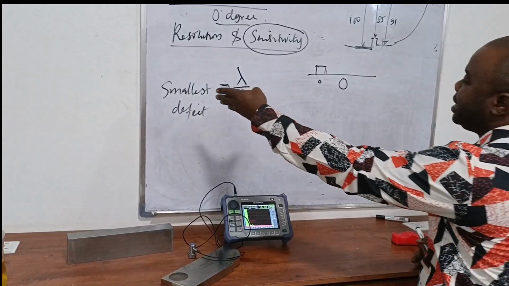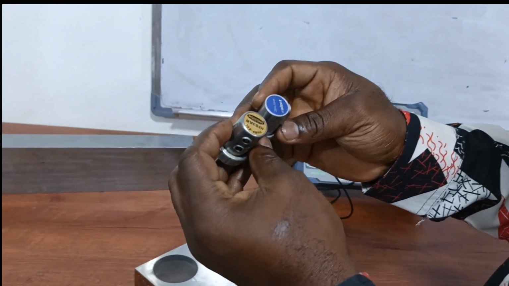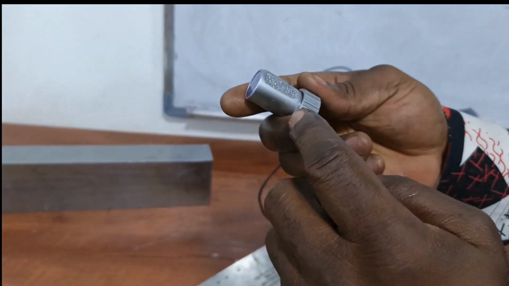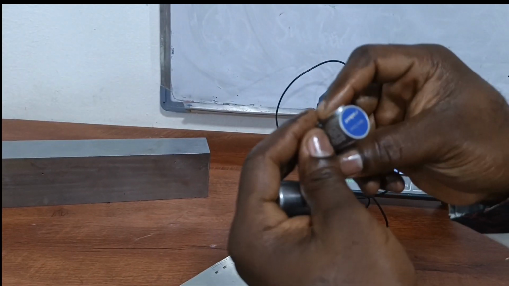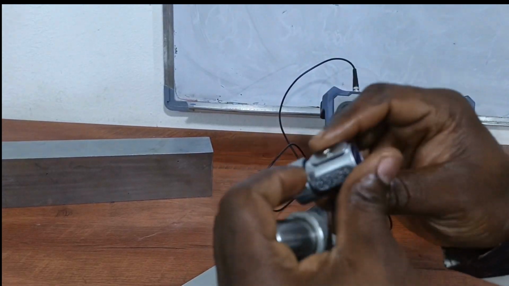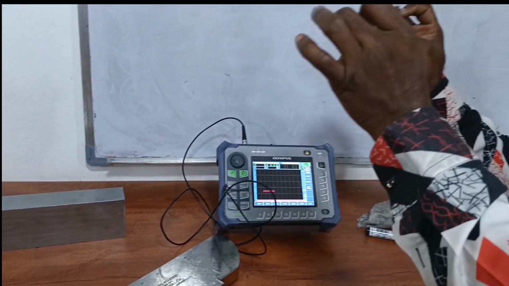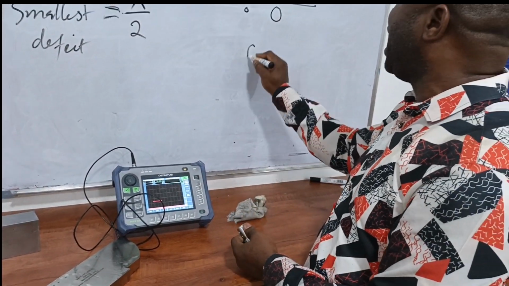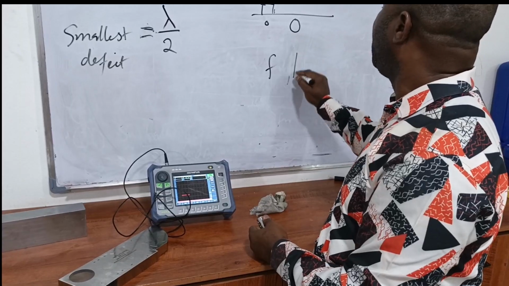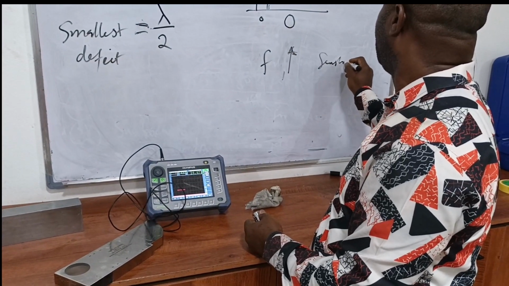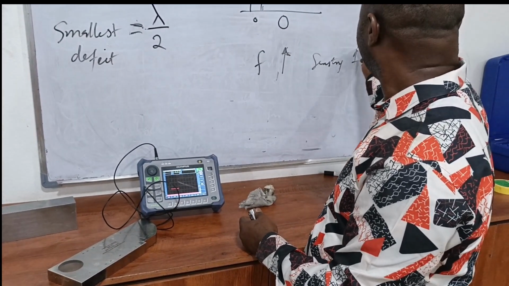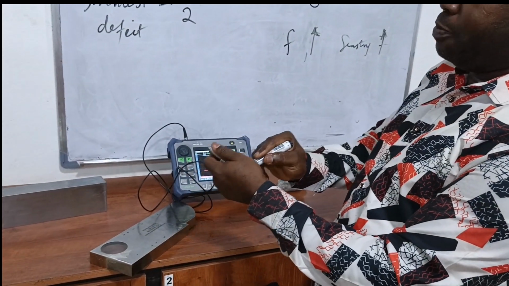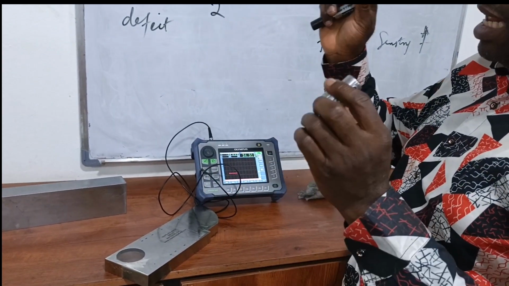So how does this affect the sensitivity? If you look at these two probes, we'll see that this one is 4 megahertz and this one is 2 megahertz. Their sensitivity will not be the same. Normally, we know that the higher the frequency goes up, sensitivity goes up. So a 4 megahertz probe will be more sensitive than a 2 megahertz probe.